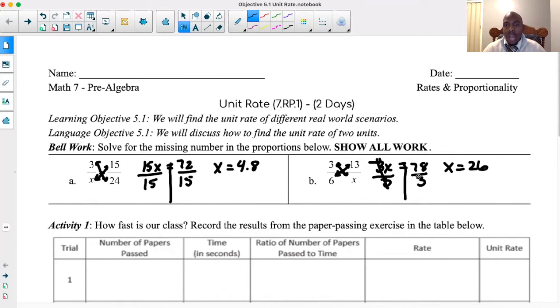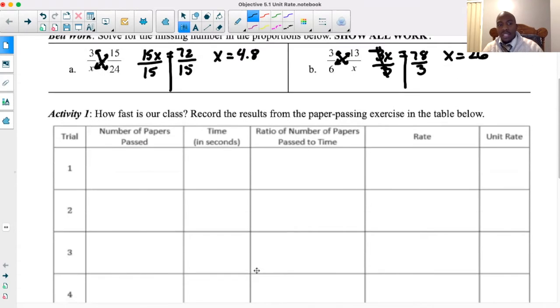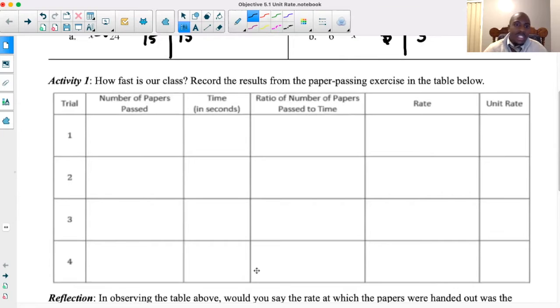All right. Now, we want to discuss something called proportional. Well, we know what something looks like proportional, but there's also something called a unit rate. In class, we're going to take time to play around with this activity 1, and we're going to determine how fast we can pass out papers. We're going to pass out papers, whatever amount of kids are in your class, and we're going to record that.